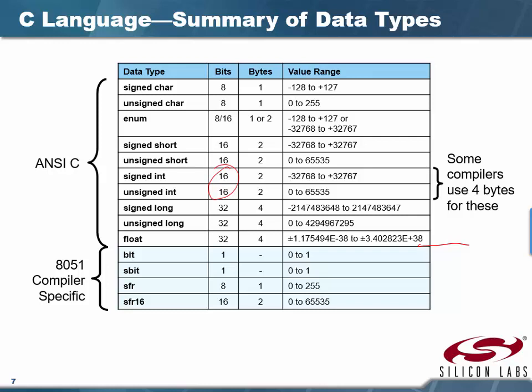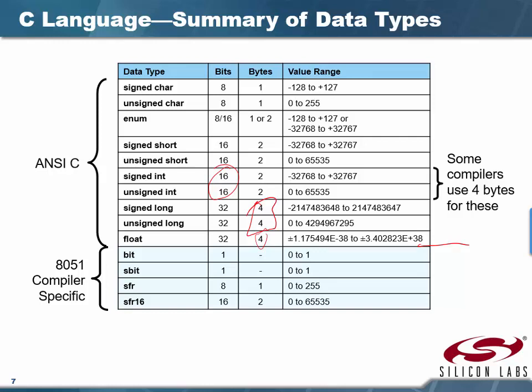Our longs are 4 bytes. So if we want 4 bytes for a number, we have to assign it as a long, either signed or unsigned. Float is still 4 bytes.